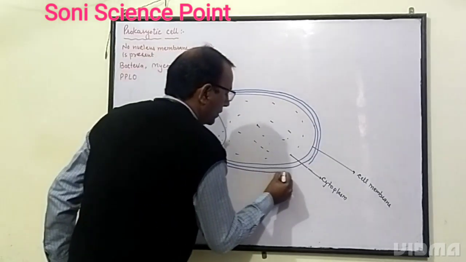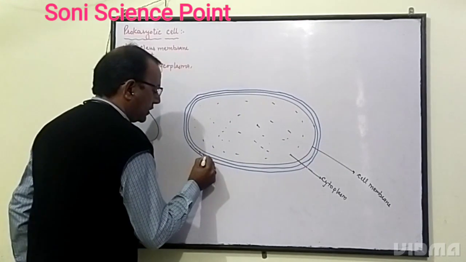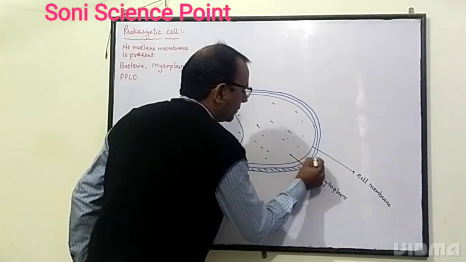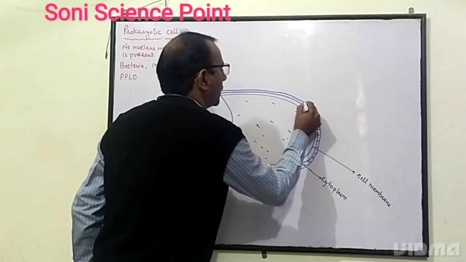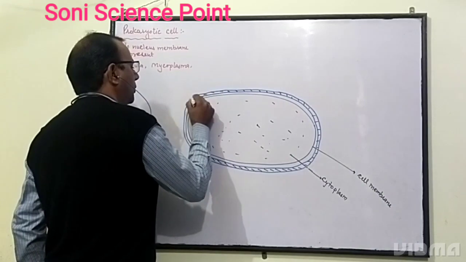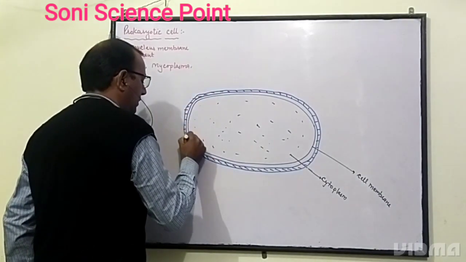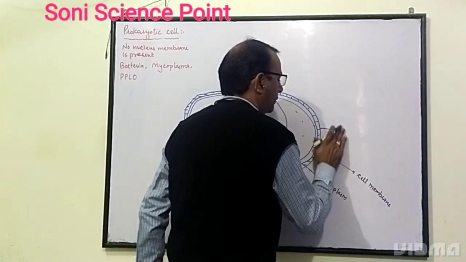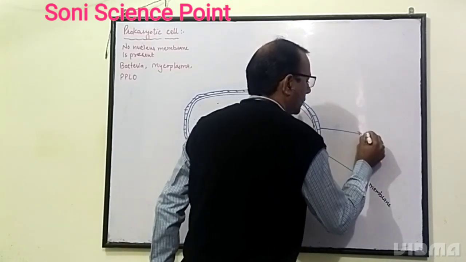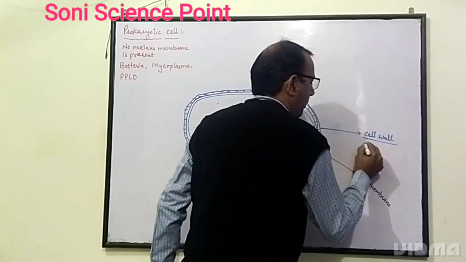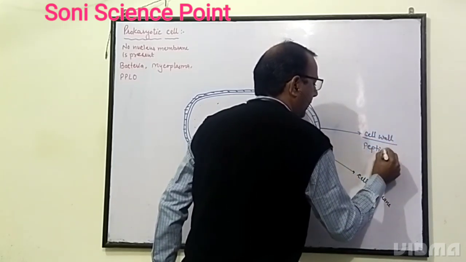This is the cell wall, which is made up of peptidoglycan. This cell wall provides a rigid structure to the prokaryotic cell. The cell wall is made up of peptidoglycan.